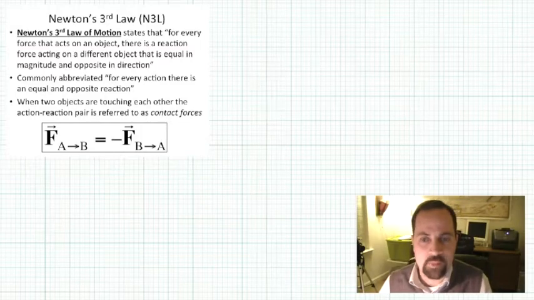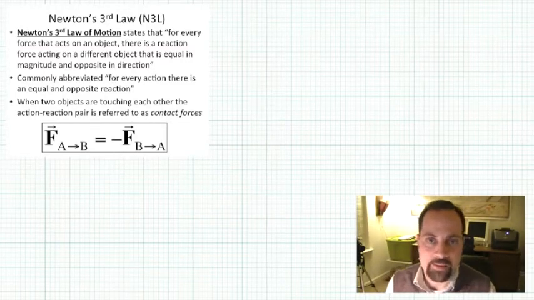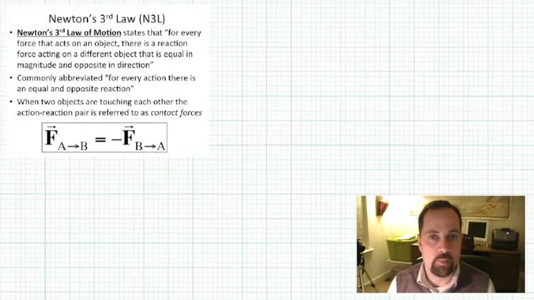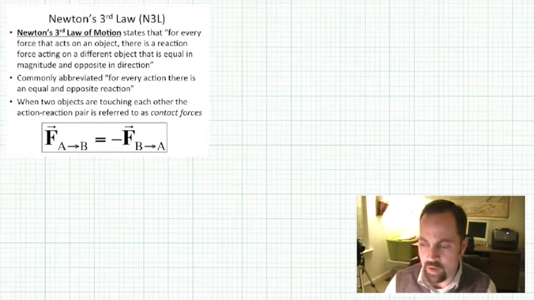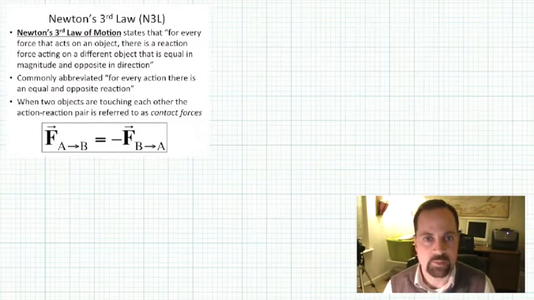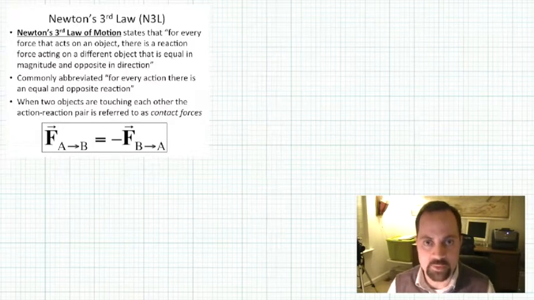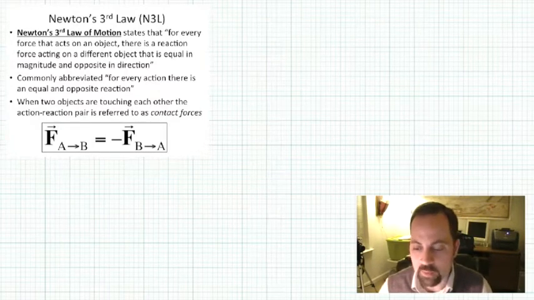Welcome back, everybody. Now we're going to be looking at Newton's third law. We're going to be talking about what people oftentimes call the action-reaction law. It's got a kind of commonplace explanation or description. People oftentimes say for every action, there is an equal and opposite reaction. And that's a pretty accurate summation of it.